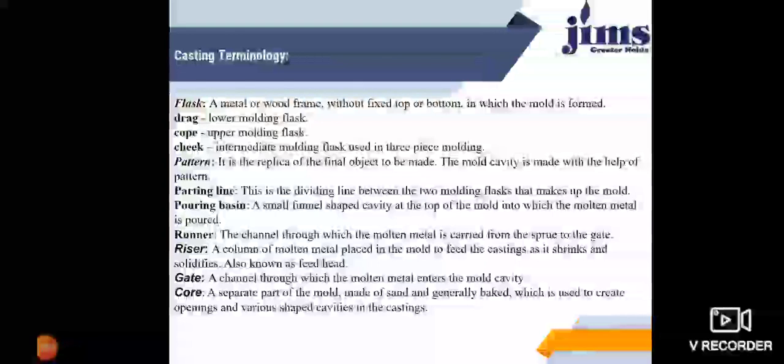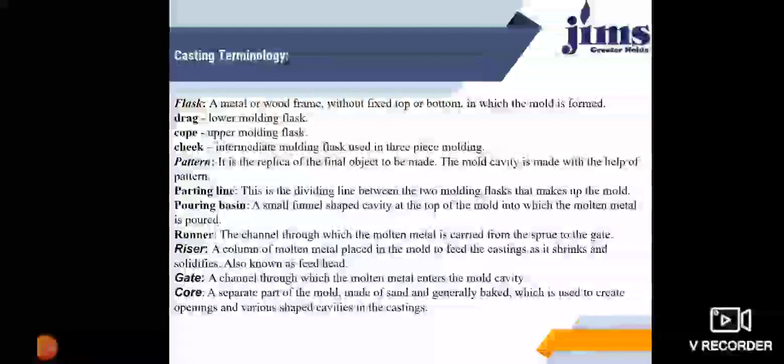Next is the pattern, which is actually the mirror image of the final product which we want to make. It is the replica of the final object to be made. The mold cavity is made with the help of the pattern. Next is the parting line. Parting line is the dividing line between the 2 molding flasks that make up the mold.